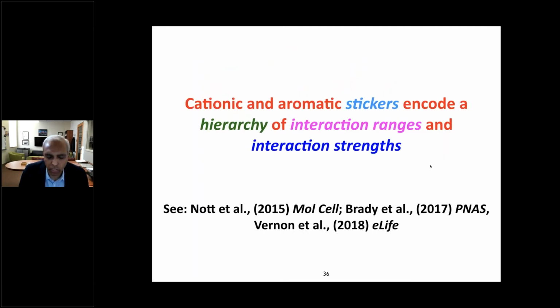So basically, one theme that emerges is that without the consideration of specific structural features of these molecules, one can develop a zeroth order understanding of the driving forces for phase separation by systematic experimentation and theoretical work that in this particular case identifies the cationic and aromatic stickers as encoding a hierarchy of interaction ranges and strengths. And this is a finding that's actually completely synergistic with beautiful work that has come out of the Julie Forman-Kay lab. And these three papers here are useful reads for those who are interested.